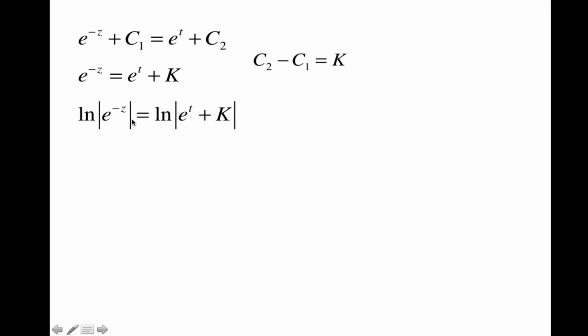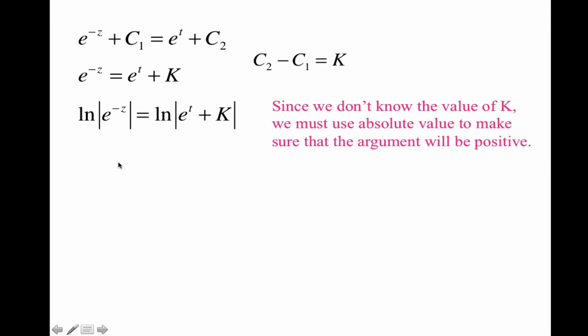To do that, I'm going to subtract the constants, get them on one side. And since I have e's, in order to get the exponents down, I have to natural log both sides. Notice I have absolute values when I natural logged both sides. That's because we don't know the value of k, so we must use absolute value to make sure that the argument will be positive. So on the left I now have negative z equal to the natural log of e to the t plus k, and then get z by itself. And we have our solution to our differential equation.